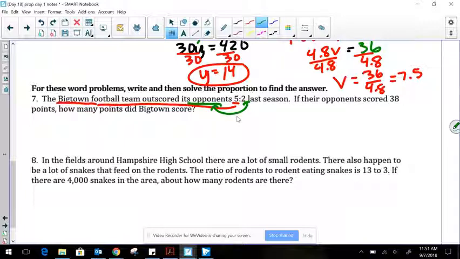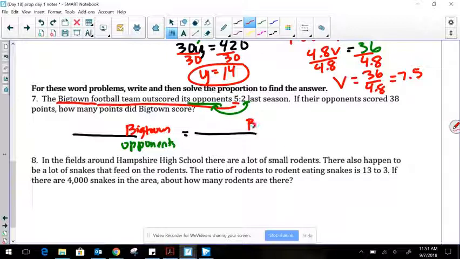So I'm going to show you my setup. I'm going to draw my fraction bar. Then I'm going to write the Big Town football team on top and my opponents on the bottom. Then I'm going to draw the right half of my proportion setup. And the top still needs to match the other side. So see how both tops are Big Town, so both bottoms need to be opponents. And then I'm going to fill in my numbers that they give us. So this 5 went with Big Town. The 2 points went with opponents.